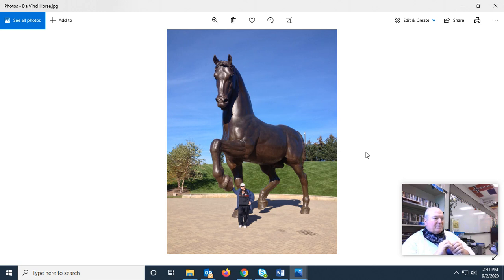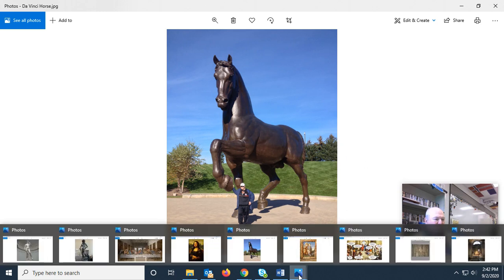Quite incredible. What's really incredible is the design Da Vinci had. Notice that this horse is balanced on two hooves. This one is not touching the ground, as you see. Okay, a couple more pictures I have to show you.